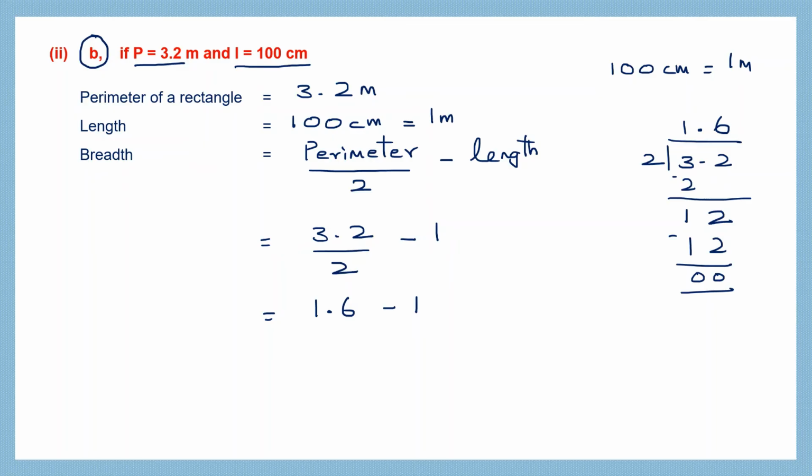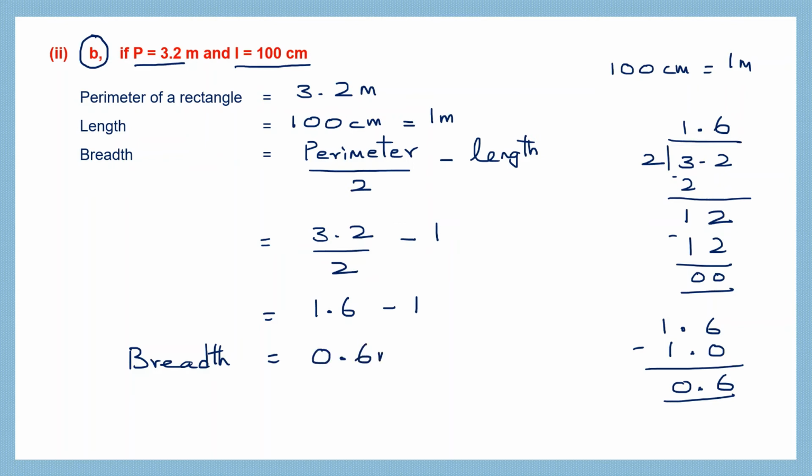So let's do that subtraction. 1.6 minus 1. So here it will be 0, point, 6, and here it is 0. So we have found the breadth to be 0.6, and the unit now is meters. 0.6 meters. Question 3. Here we have to find the perimeter.